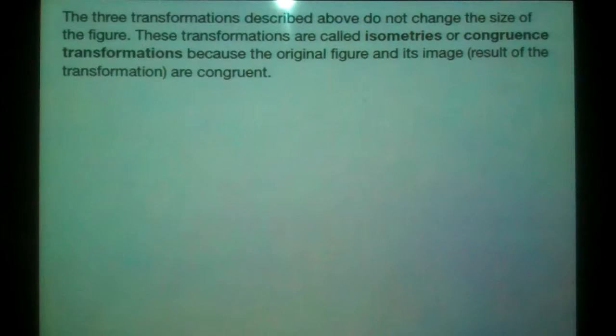Alright, and we did talk about this already a little bit. It says 3 transformations described above, or the ones that we were just talking about. Those would be the rotation, reflection, and translation. They do not change the size of the figure. These transformations are called isometries or congruence transformations because the original figure and its image, the results, are congruent. So you still have the same shape no matter what. It just might look like it's flipped around in a different way.